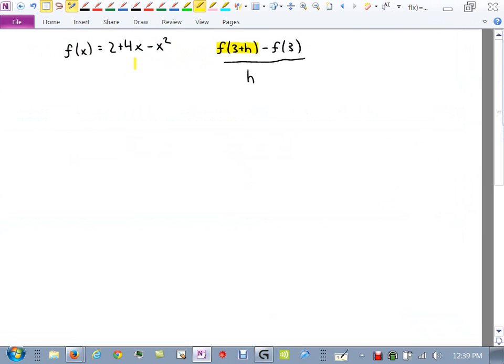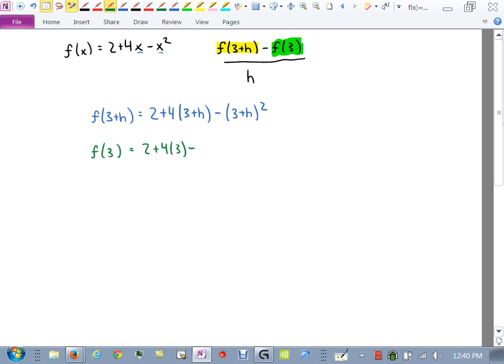I wanted that. Okay, so top left corner is what we get when we plug 3 plus h into this function for our x's. So f of 3 plus h would be 2 plus 4 times 3 plus h minus, replace that x, 3 plus h, and then squared. We now need f of 3. So what would f of 3 be? We get, let's say, 2 plus 4 times 3 minus 3 squared. Let's figure that out. That's 2, let's see, 12, 14, and then take away 9, we get 5.